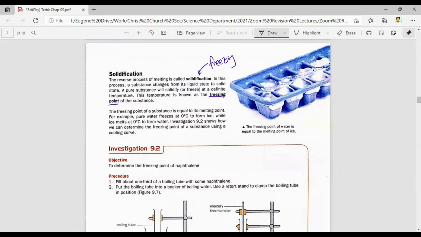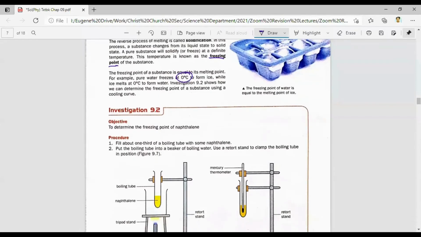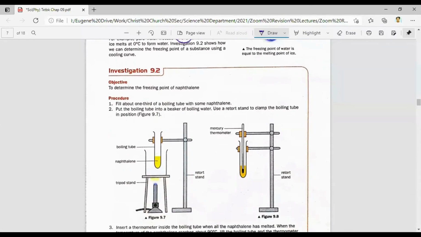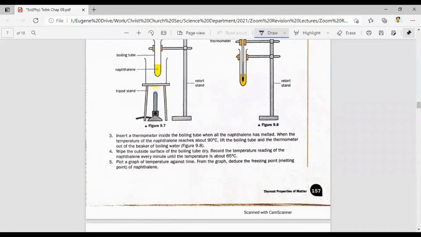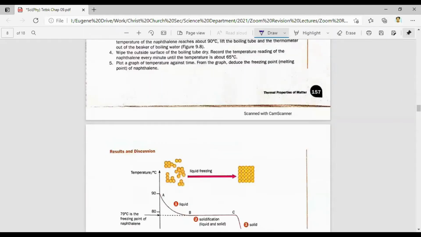Okay, so do take note, pure water freezes at 0, which all of us know, but it doesn't mean that every single thing freezes at 0. Different substances have different freezing points. So do take note of that. They will actually find out the freezing point of the substance through the experiment. Go and read up more on it.